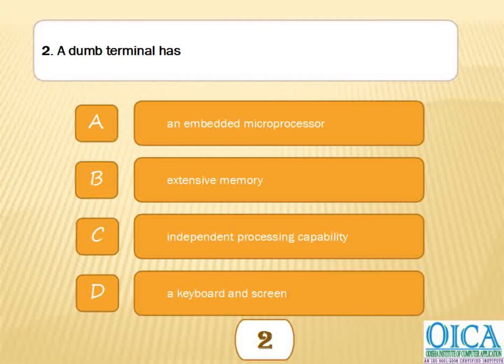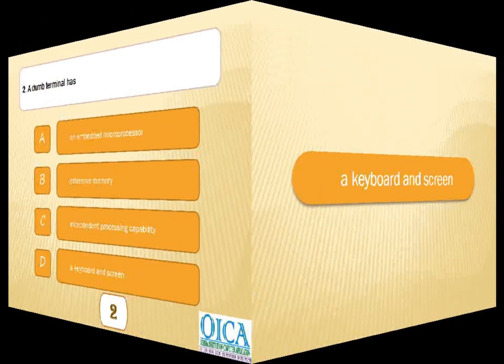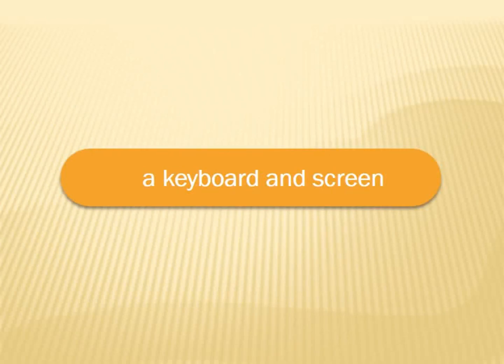Next, a dumb terminal has: A. An Intel-based microprocessor, B. Extensive memory, C. Independent processing capability, D. A keyboard and a screen. Answer is D. Keyboard and screen.